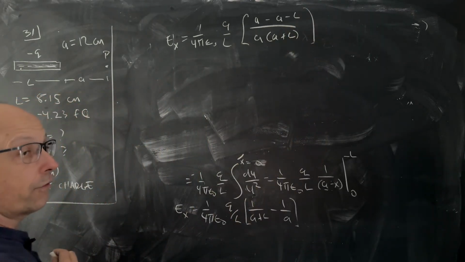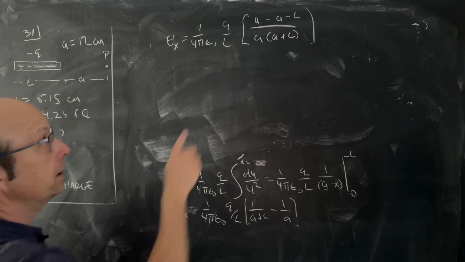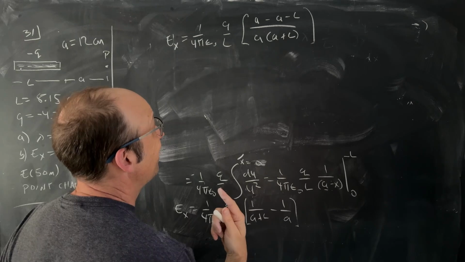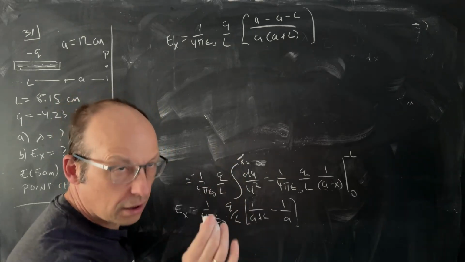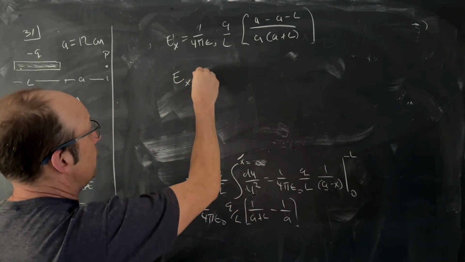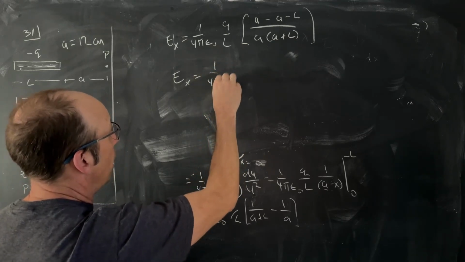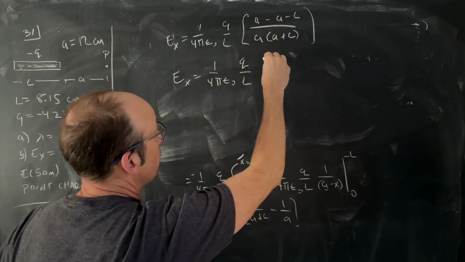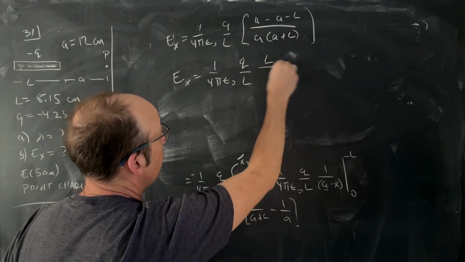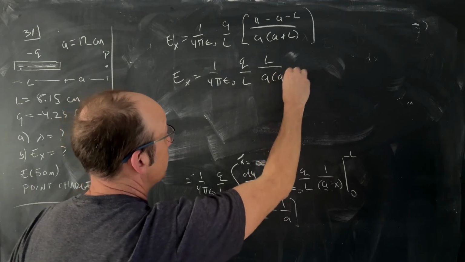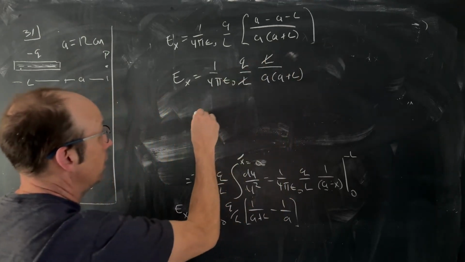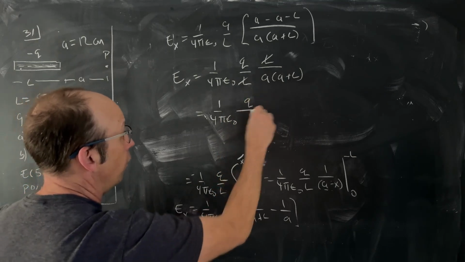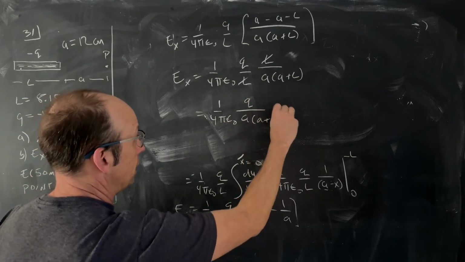Okay, now I see I should have gone from X equals negative L to L because up here I get a negative number, and I don't want that. Yeah, we'll just change that. Okay. So EX is going to be equal to 1 over 4 pi epsilon naught Q over L. A minus A is 0, so I get L over A times A plus L. Those L's cancel. I get 1 over 4 pi epsilon naught Q over A times A plus L.